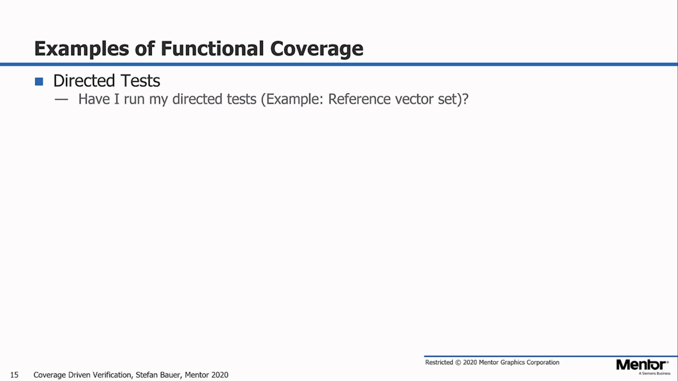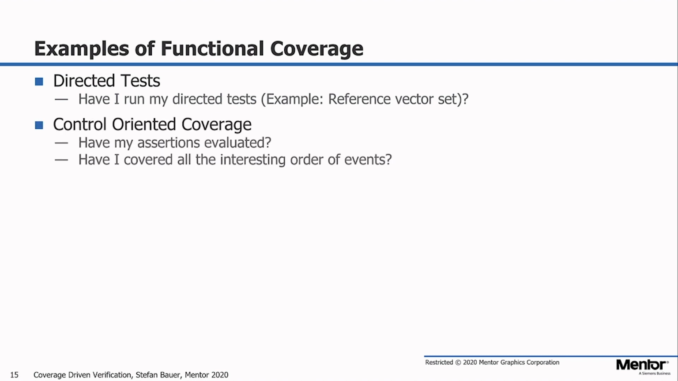When we talk about functional coverage, there are three types of functional coverage. The first and the obvious one is direct tests. That means, have I run my directed test cases, for example, a reference vector set? That's already a kind of functional coverage item, because you test a specific functionality of your DUT. The second one is control-oriented coverage. With control-oriented coverage, you can answer questions like, have my assertions evaluated? Or have I covered all the interesting order of events?